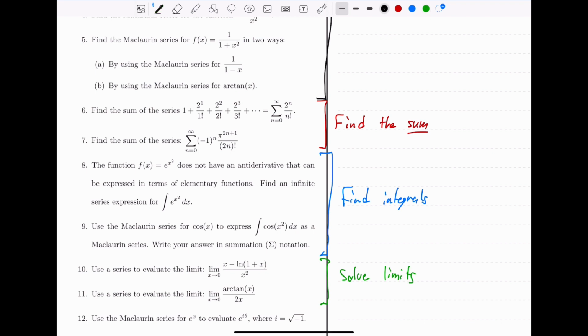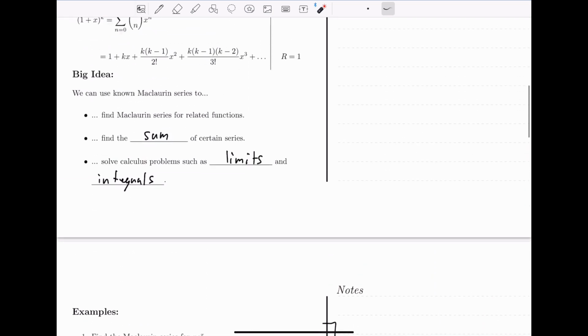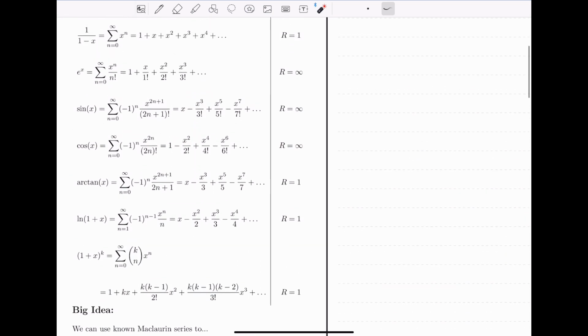Example 12 doesn't necessarily fall under any of these different categories, but it's possibly the coolest problem in all of Calc 2. We're going to see some incredibly beautiful mathematics from example 12. You definitely don't want to miss that. So here's the breakdown of the different problem types that we're going to solve in this section. And we'll use these different Maclaurin series.